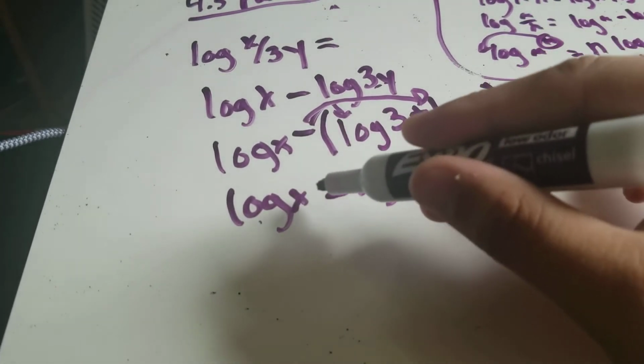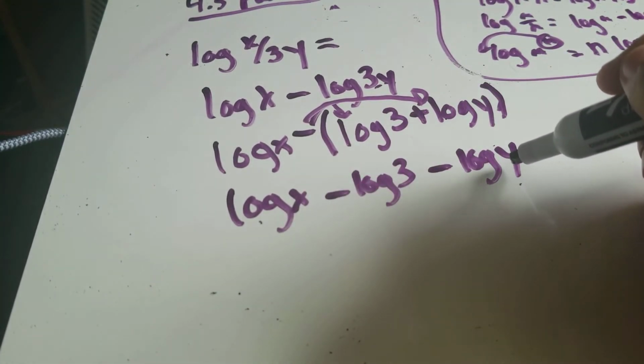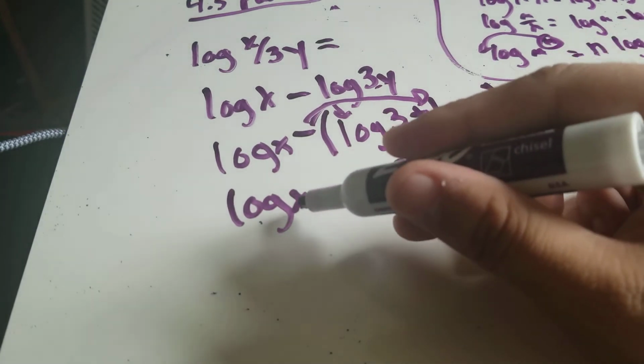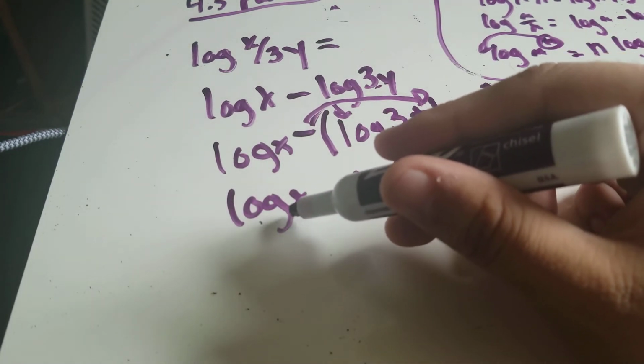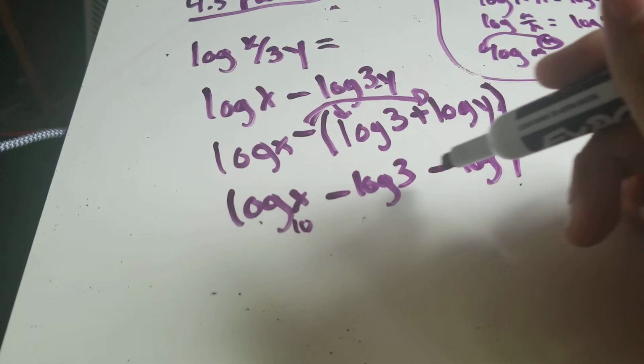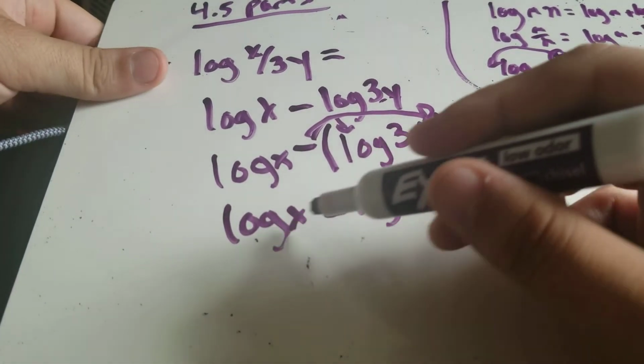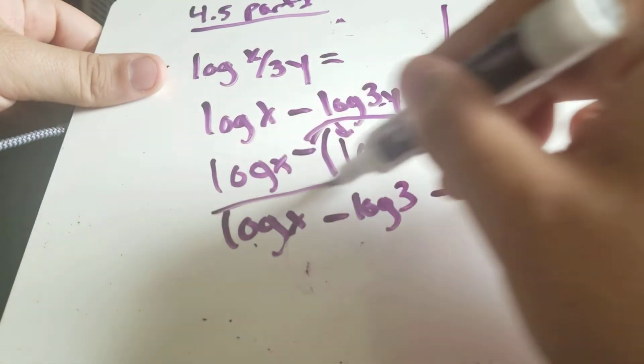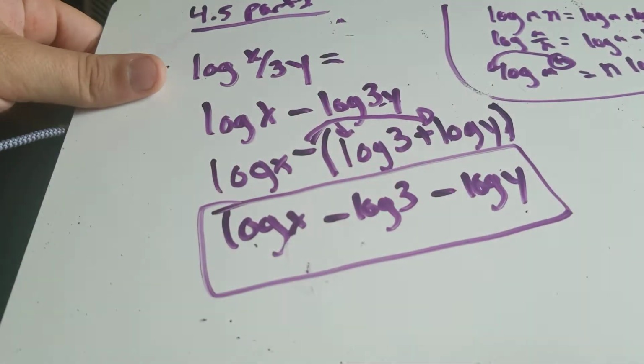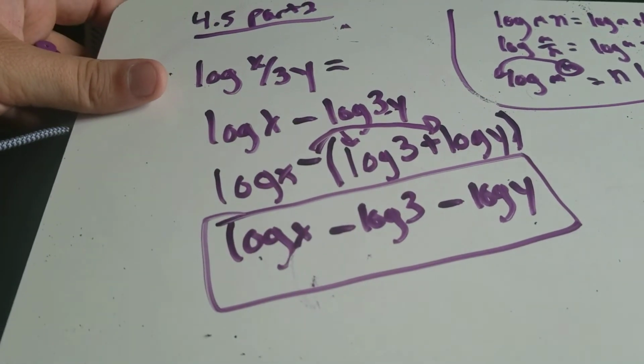Okay? Every single one is by itself. There's nothing to cancel out, right? It's a base 10 log, but none of them are 10, so we can't cancel anything out. So from this point, since everything has its own log, it is fully expanded. So that is considered expanded.